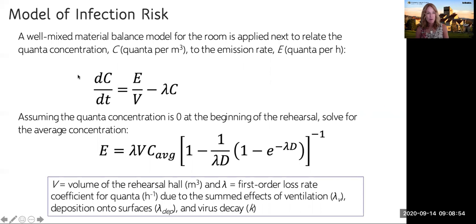And then we also couple this with a well-mixed material balance model to get the quanta concentration in the room, and it depends on the emission rate, the volume of the rehearsal space, and the loss rate that's going on within the space. And this encompasses ventilation, deposition onto surfaces, and virus decay.